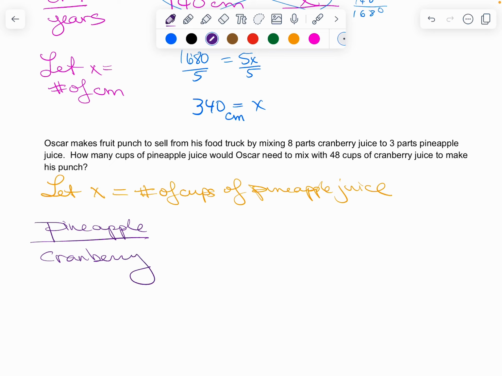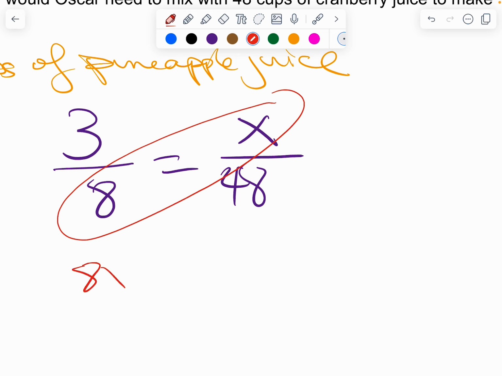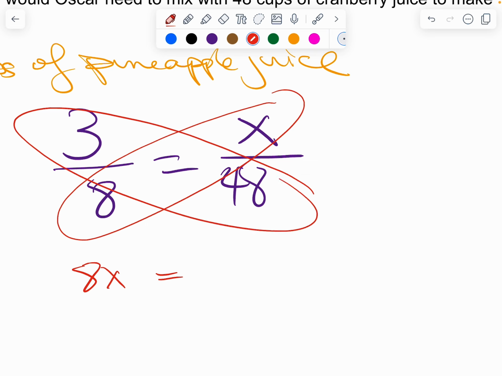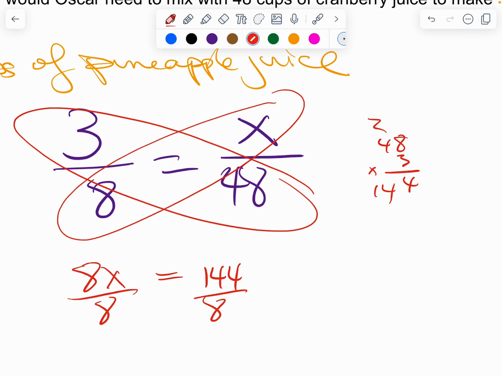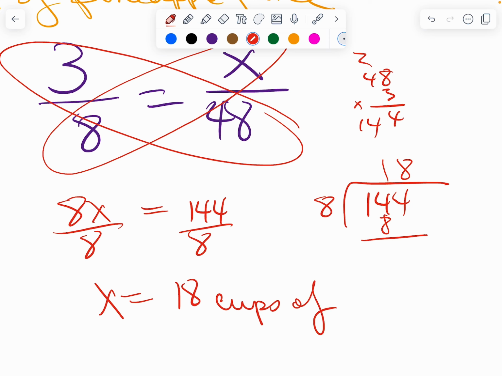Okay, so here we go. It says 8 parts cranberry, so that's going to go on the bottom, 3 parts pineapple, and then it says how many cups of pineapple, so X, and then it says 48 cups of cranberry. So I solve this. 48 times 3. 24, 12, 144. I should have known that. Divide by 8. X equals 144 divided by 8. That goes in once. 18. So 18 cups of pineapple juice.